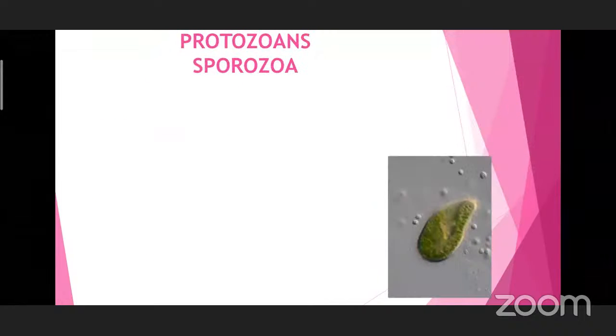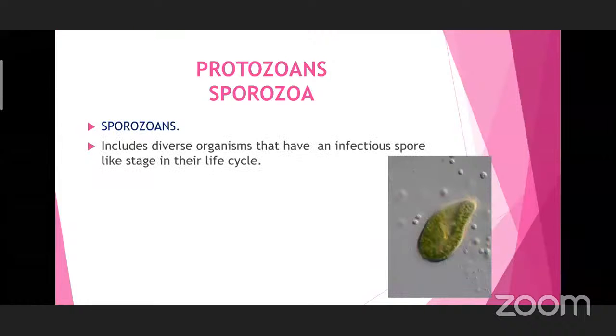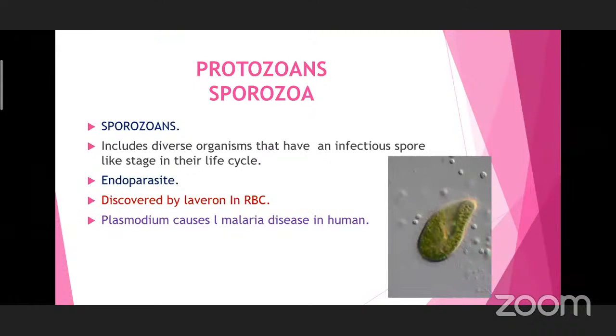Next, protozoan, that is sporozoa. Sporozoa, this is the plasmodium. It causes malaria disease in human beings. Plasmodium is a parasite. It will be having a spore phase in the life cycle, and includes diverse organisms that have an infectious spore-like stage in their life cycle. Endoparasite discovered by Laveran in red blood cells of human beings.